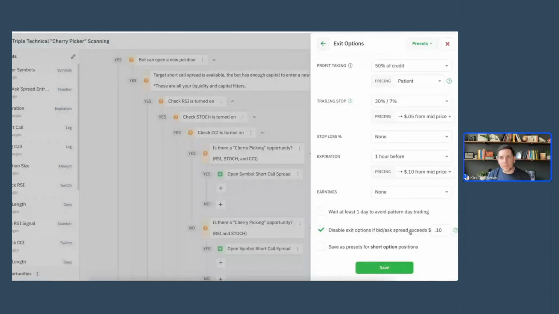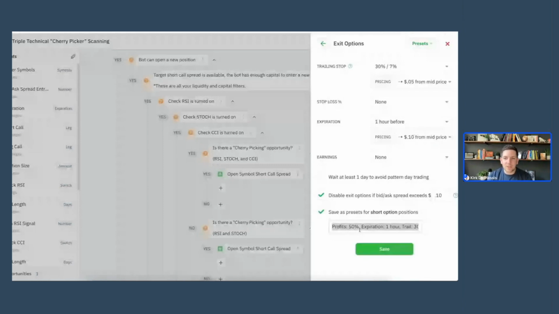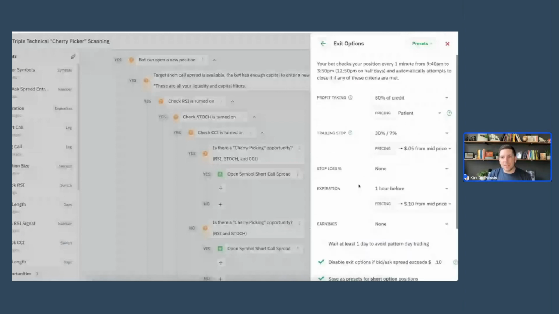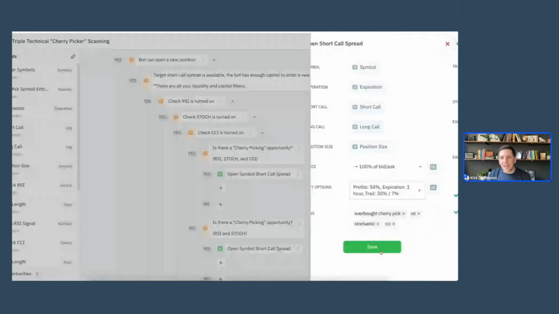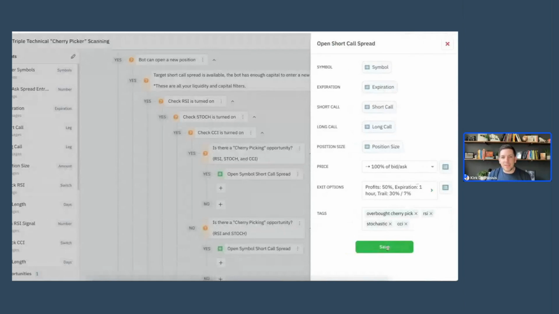It's in one place. So now what I can do, and this is the most powerful thing, I don't have to reset these over and over again. What you can do is save this as a preset. I can say Kirk's cherry picker for short call spreads, whatever. I don't care what you call it. I can save all of these settings, everything. And I save this as a preset. And now I'm done. So I have all of my exit options and I save it. Now it's attached to this open position action, right? I'm just opening and closing this so you can see it.